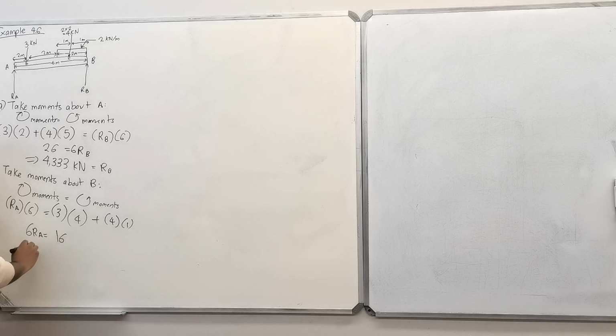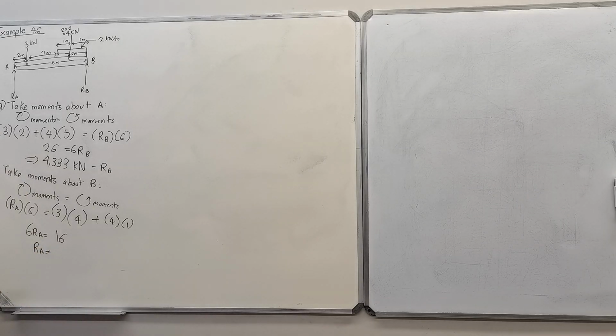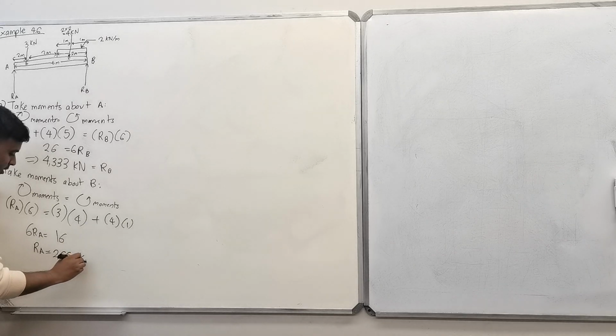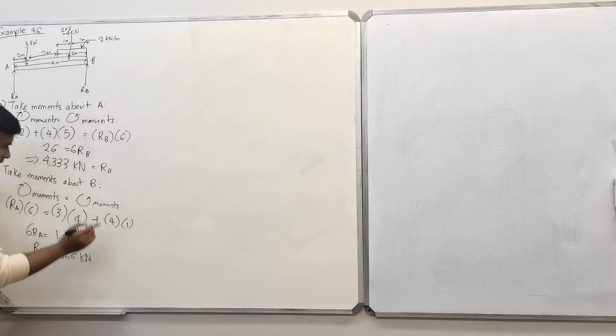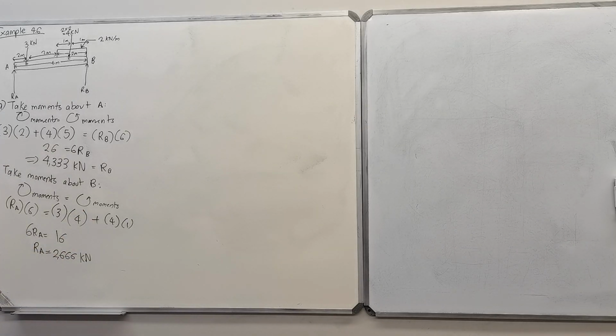So this is 6 RA is equal to 16. And then RA is equal to 16 divided by 6, which is 2.666 kilonewtons. Yeah, right? And you have to do the test, okay?